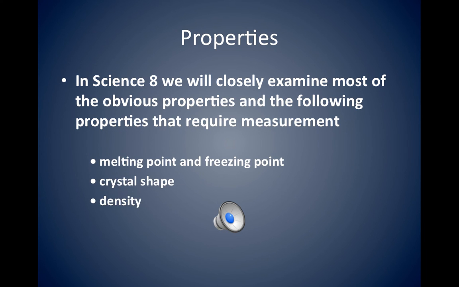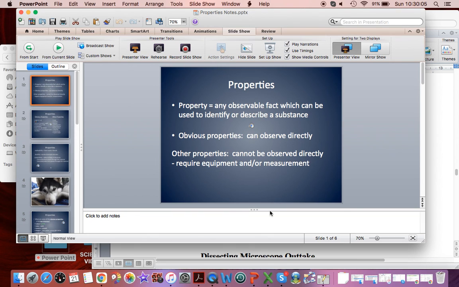So these are the properties we're going to look at this year in a lot of detail and do some labs. The melting point and freezing point lab, you will have to do a graph, and we'll be showing you how to do that. Crystal shape lab, you use a microscope. And density lab, you're going to have to measure mass and volume of different samples. And that's it.